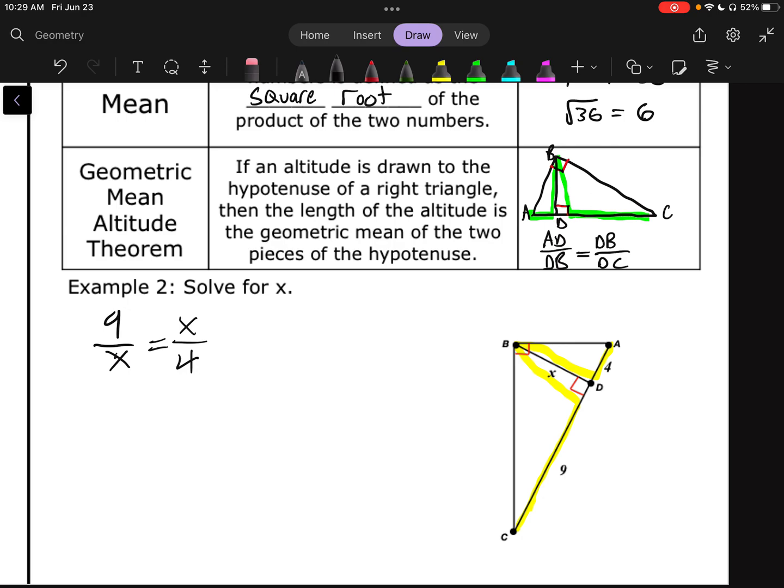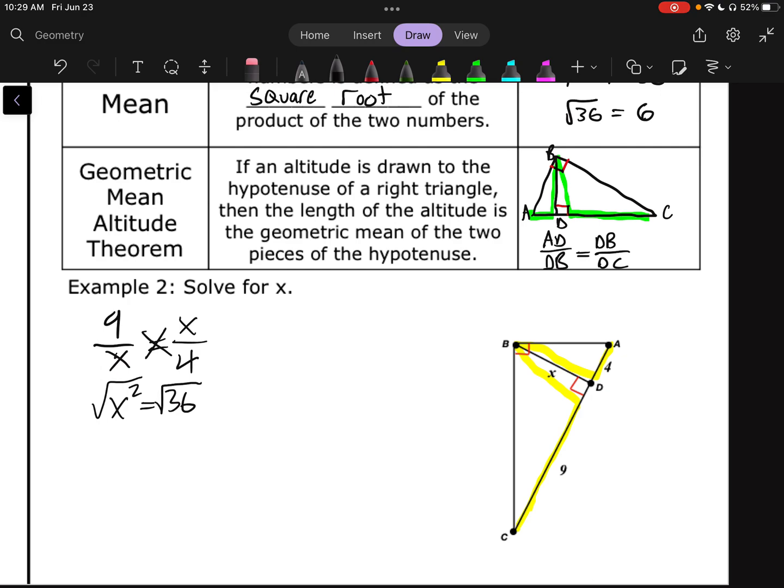Okay, so 9 over x equals x over 4. Now, what I did was I set up a proportion, right? Well, when we cross multiply, x times x is x squared. 9 times 4 is 36. And if I want to solve for x, what do I need to do? I need to take the square root of both sides, right?